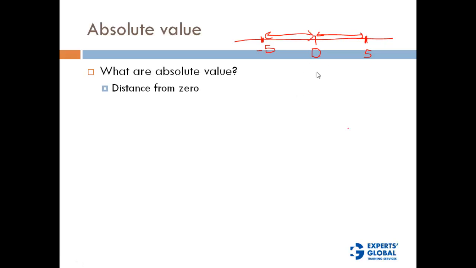So absolute value is basically distance from 0, and distances are always positive. When we are talking about distance, it is always positive. When we are talking about the distance between Mumbai and Delhi, it will always be positive. It will be some number. It may be 0, but it will definitely not be negative, right? So absolute values are always positive, and they are written like this. They are written in two vertical bars.